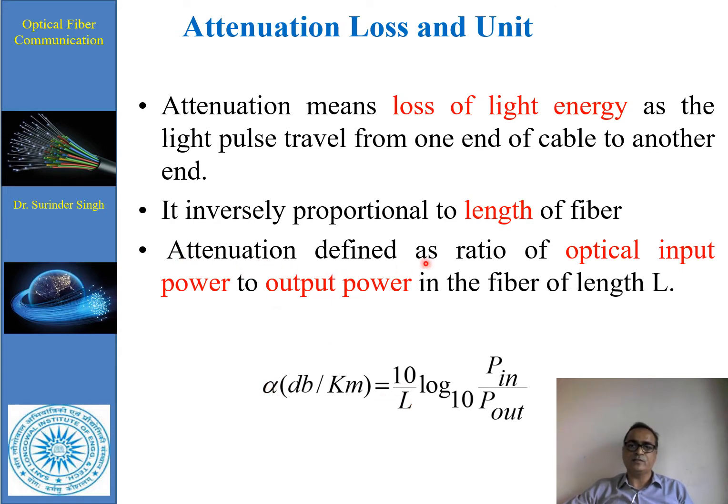Overall attenuation is defined as the optical input power to the output optical power in a fiber of length L, and it is represented by 10 log10 P input upon P output, divided by L. A logarithmic unit is used here in order to reduce the calculation for multiplication, division, and all this.